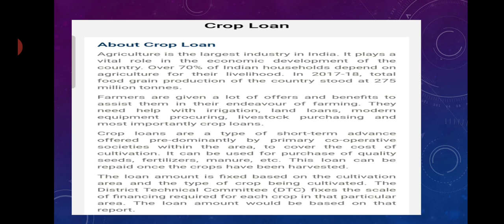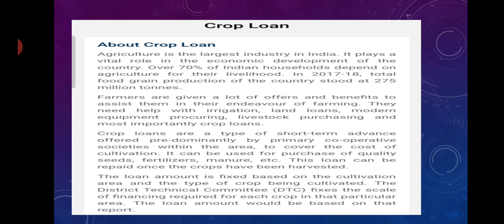If you demand a 5 lakh rupees loan from the banking sector, it is in proportion to your land holding capacity, right? The technical district committee, the DTC, fixes the scale of finance requirement for each crop in that particular area. The loan amount would be based upon that report also.